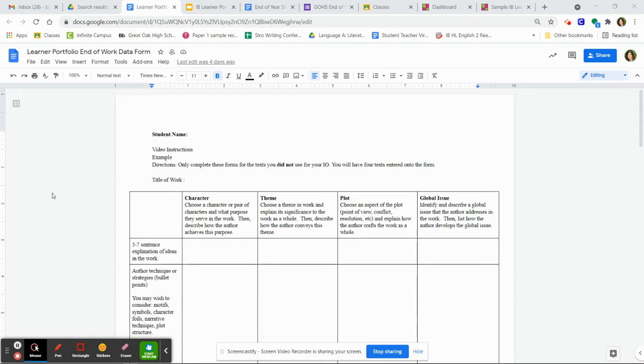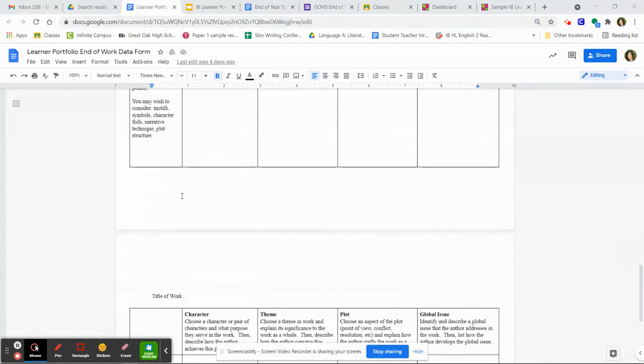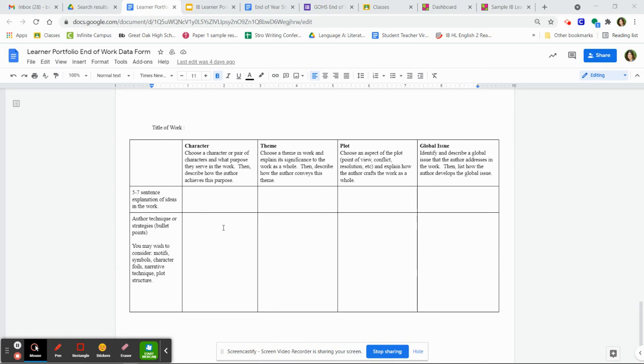And so in order to make sure that you remember the works, remember what was talked about, and have a helpful sheet for yourself to refer back to next year, you're going to have this form filled out for each of the 4 works. Now, you won't be able to use the works that you've already used for your IO, but you could use any of the other 4 works that we have read and studied.